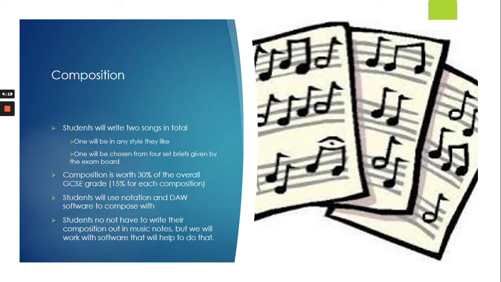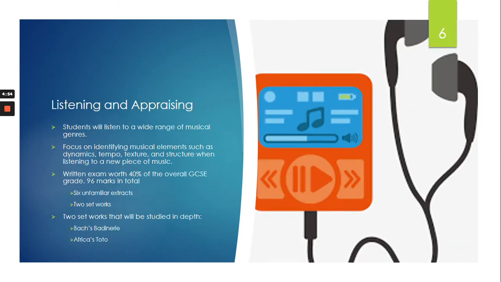So composition is worth 30% of the overall GCSE grade, 15% for each composition. To compose at Ragate School, we use a combination of notation and digital audio workstation software like GarageBand. We use Soundtrap currently to compose with. So students don't have to write their composition out in music notes, but we are going to be working with software that will help to do that. Just to make things easier. At the end of the day, if students would like to be able to use notation, that is available.